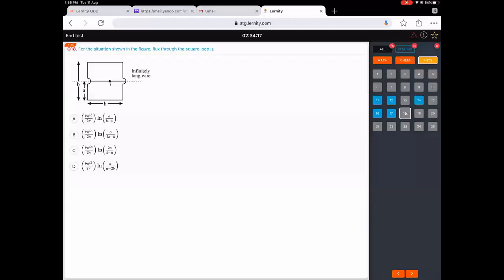For the situation given, the flux in the square loop is how much?